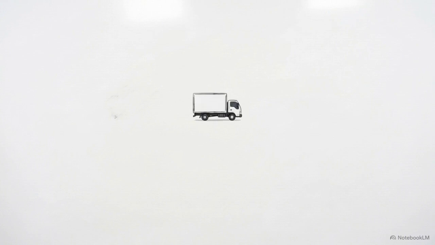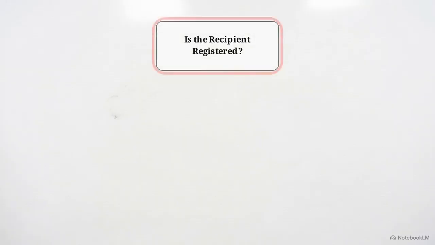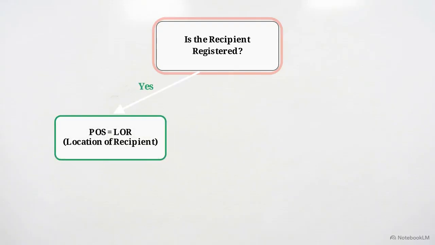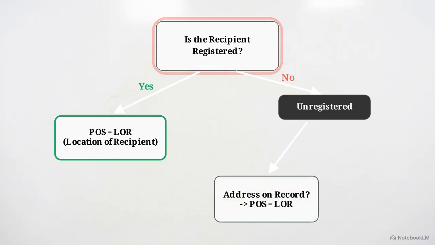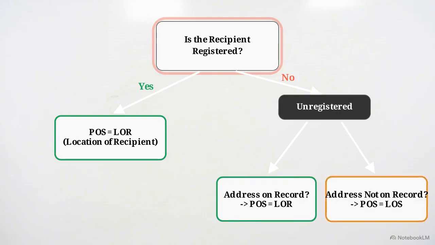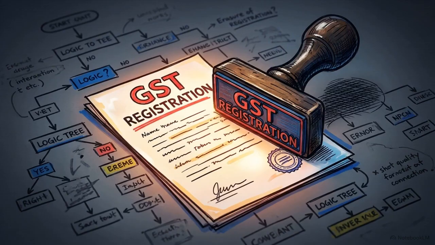Services are intangible. Because we cannot track a delivery truck, Section 12 establishes a specific test. This flowchart illustrates the necessary first step, identifying if the recipient is registered under GST. If the recipient is registered, the POS is exactly their location. If unregistered, we check for an address on record. If one exists, the POS is the location of the recipient. If not, it defaults back to the location of the supplier. This registration check is the critical step because it determines which secondary rule you must follow.